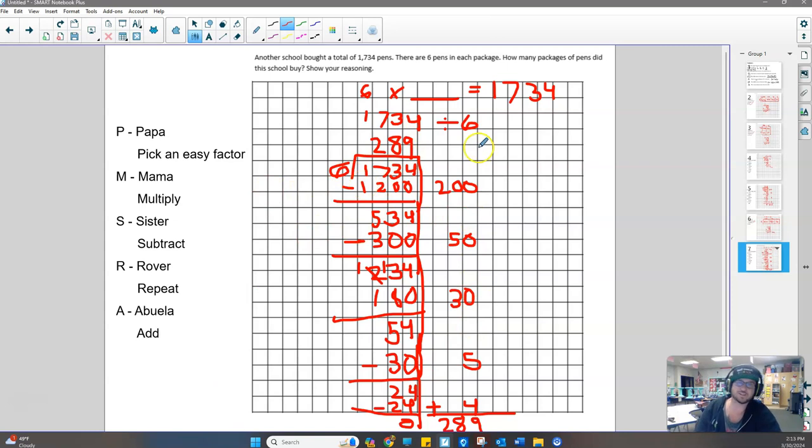So in this case, we can say that the school bought 289 packs of pens. Make sure you're showing all of your work. Make sure you're following each of those steps. And remember, the Rover repeat could have been done differently. We could have done 100 and then 100 and then just a bunch of tens. Any of those would work, and eventually the adding together would get us to that same answer of 289 packs of pens.